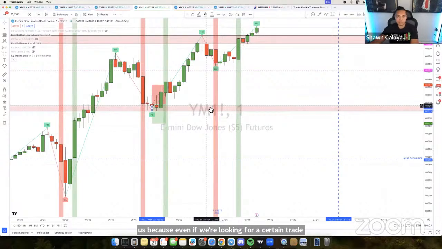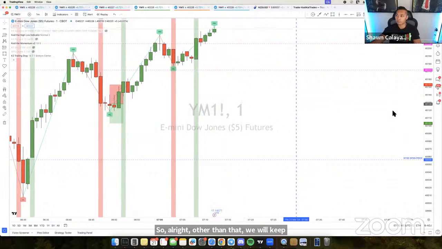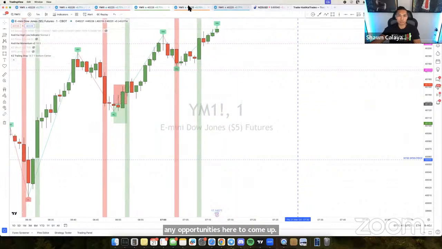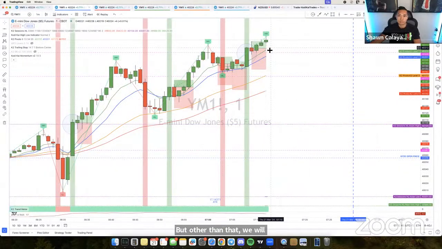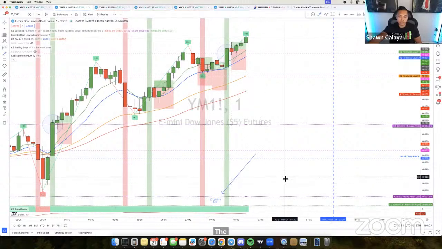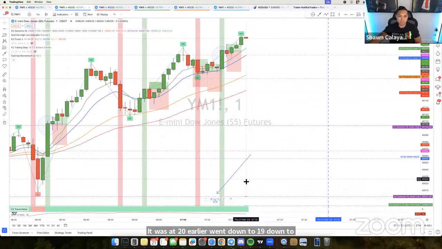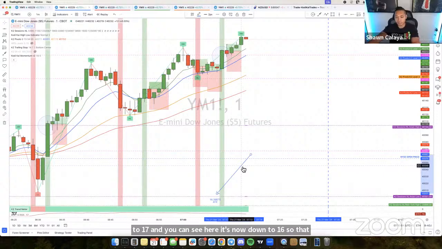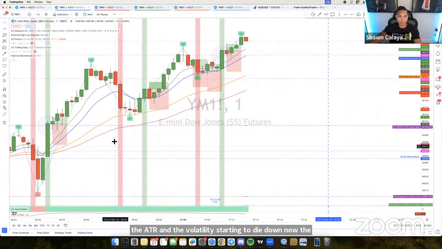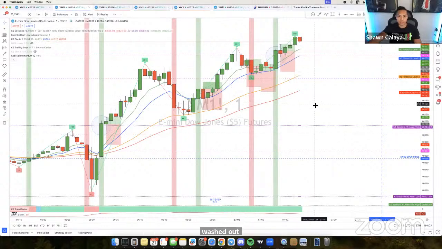So, all right, other than that, we will keep looking for any opportunities here to come up and see what else is to come. It's still kind of early in the session. It's 7:12 right now. The ATR is starting to get slower though. So you can see the ATR is now dropping down to 17. It was at 20 earlier, went down to 19, down to 18, now down to 17. And you can see here it's now down to 16. So the ATR and the volatility is starting to die down now. The catalyst from earlier has already been pretty much washed out. And volatility here is starting to slow down a bit.